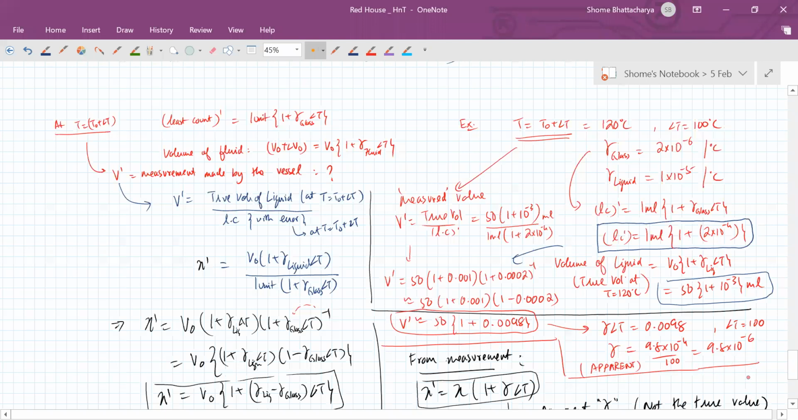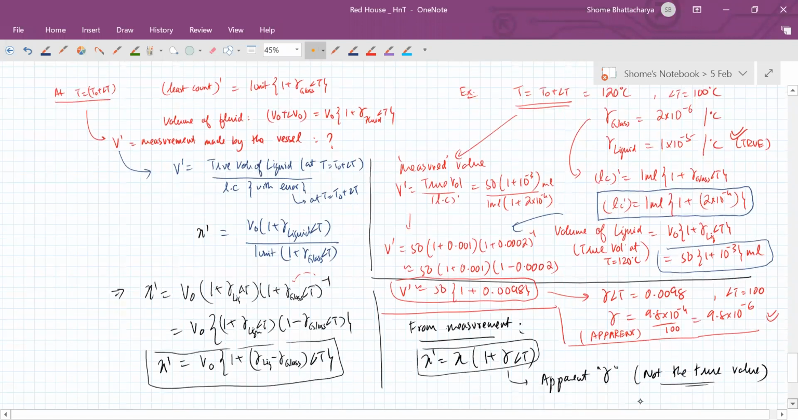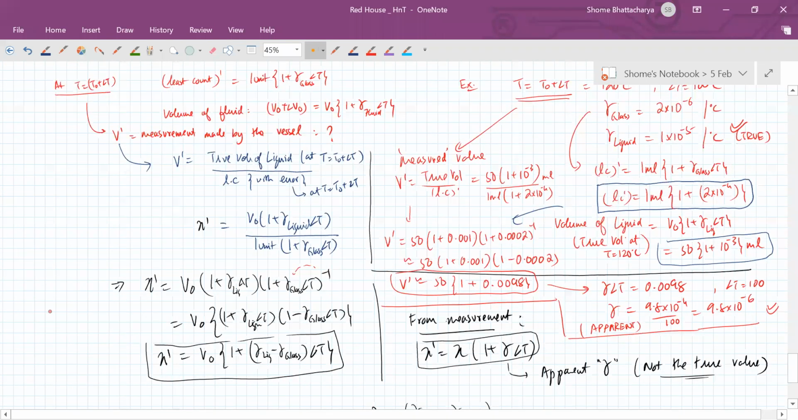So why are you getting that error? The true gamma of the liquid was this one here. But using this container, whatever measurement we are doing, we are getting the apparent gamma a little bit less than that. This is 10 into 10 raised per minus 6. This is 9.8 into 10 raised per minus 6. So we are getting a certain percentage error. So why that is happening is because when we are using the container to measure, the apparent gamma is actually the true gamma of the liquid minus the gamma of the glass of the container. So you can see that the measured value that we are getting, 9.8 into 10 raised per minus 6, is actually the difference of these two.